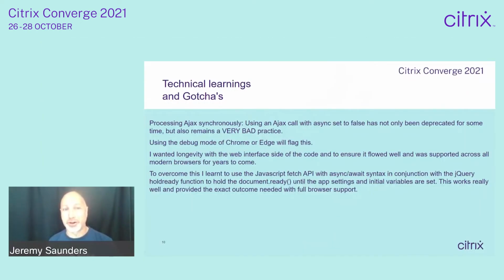My next learning was about processing Ajax synchronously because, of course, Ajax stands for Asynchronous JavaScript and XML. Using an Ajax call with async set to false is not only deprecated, it's just a really bad practice and you shouldn't use it. In fact, using Chrome and Edge and other browsers in debug mode will actually flag this as being bad and something that's deprecated and that you shouldn't use.